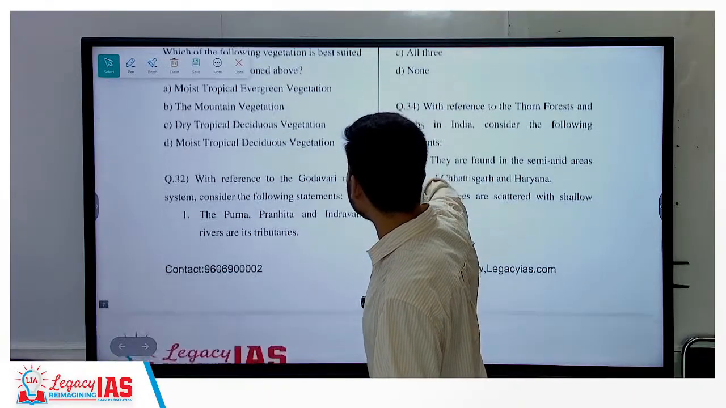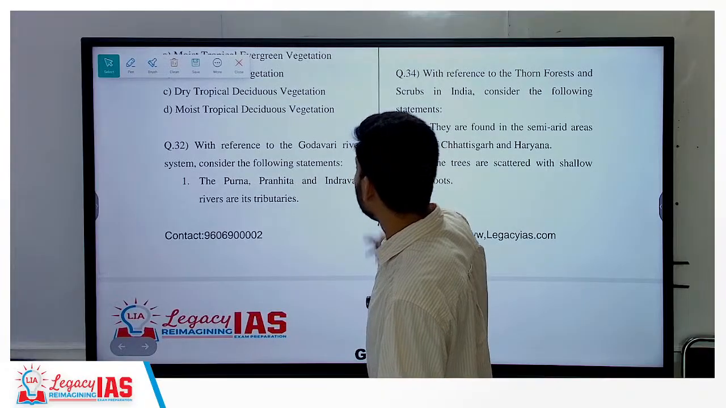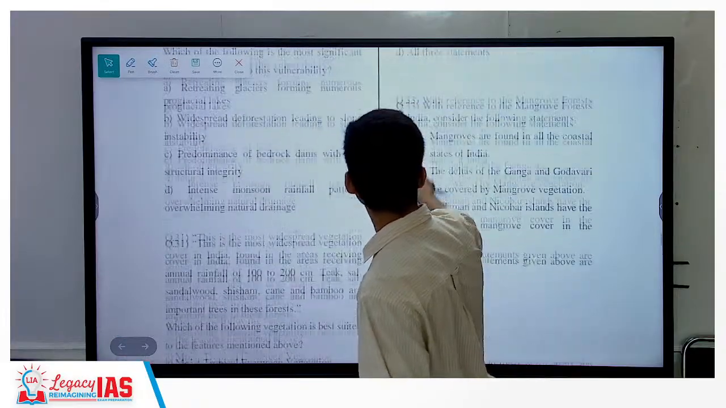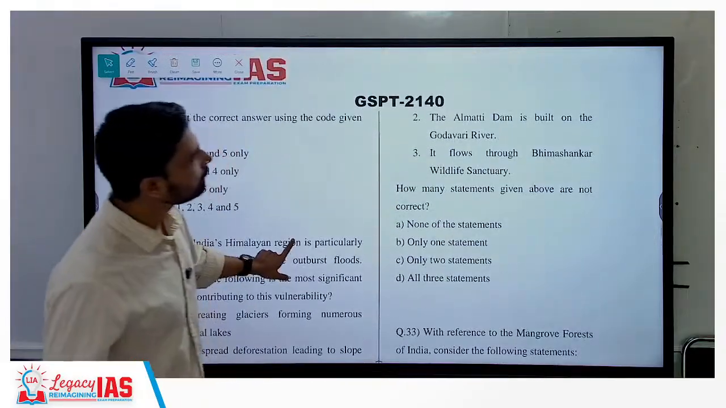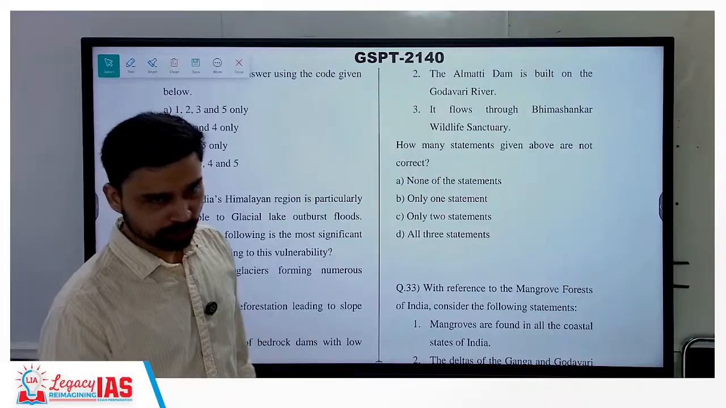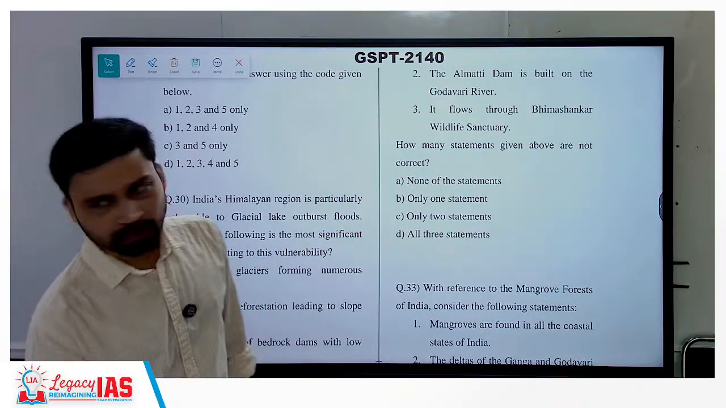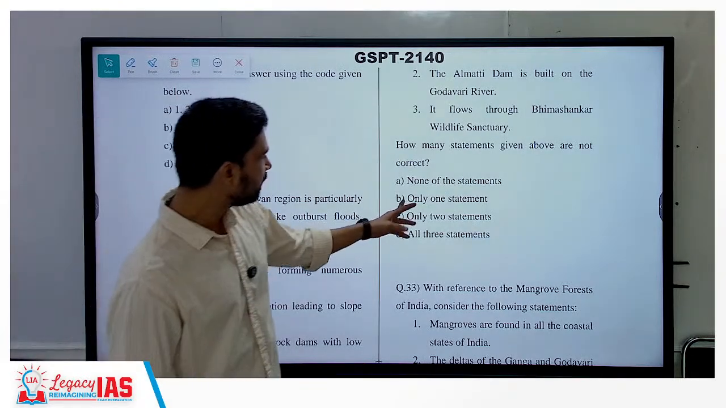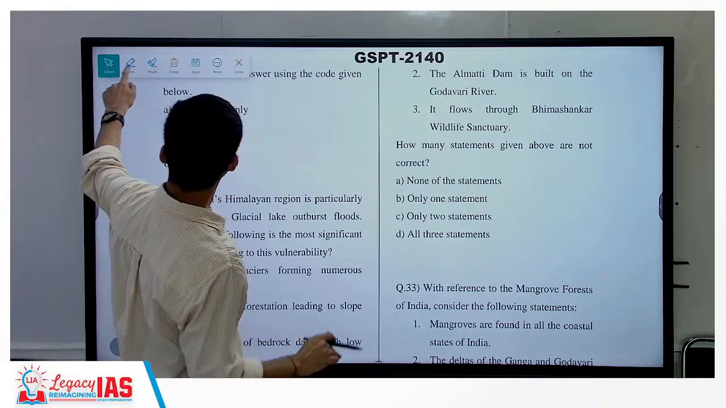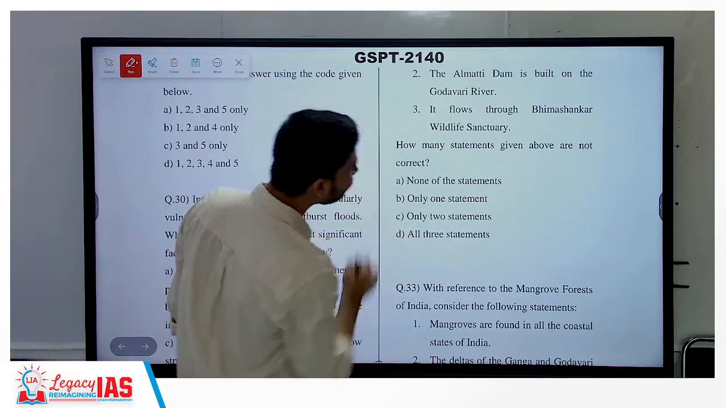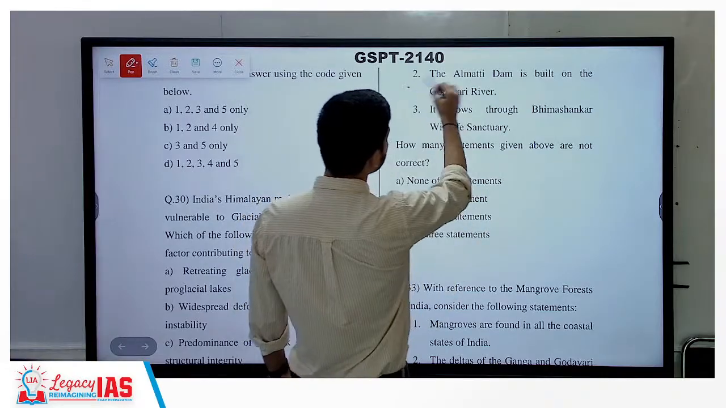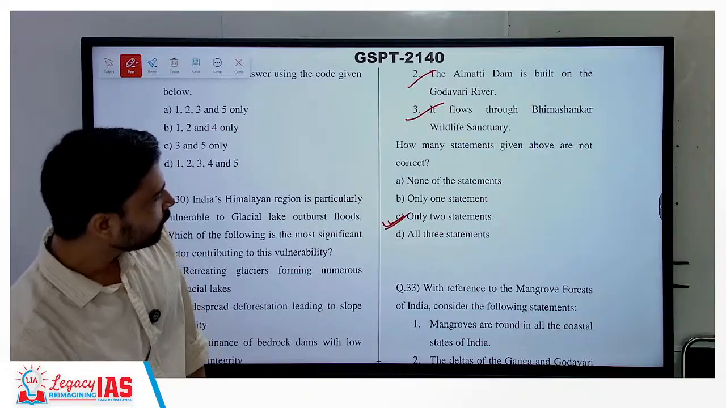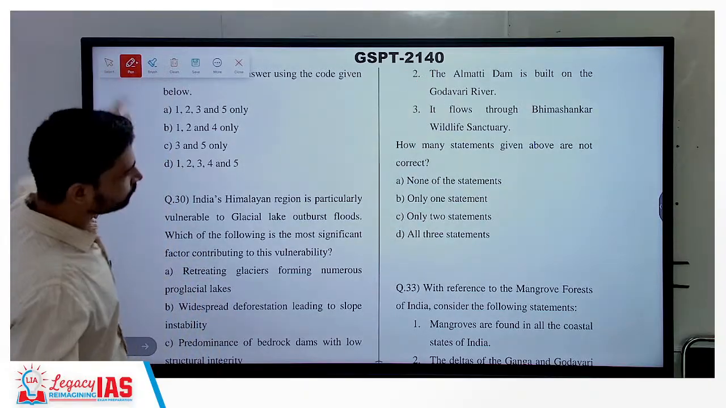With reference to the Godavari river, is the first correct or incorrect? Purna, Pranhita, Indravati, all of these we have discussed are tributaries of the Godavari. Then Almatti dam is, no, Almatti is on Krishna river. Flows through Bhimashankar, no, Bhima river. Okay, Bhima river is flowing through Bhimashankar. So what is the correct option? Only one statement, B. Acha, they are asking which are not correct. So second and third, C. These are not correct. So only two statements. C is the right option here.